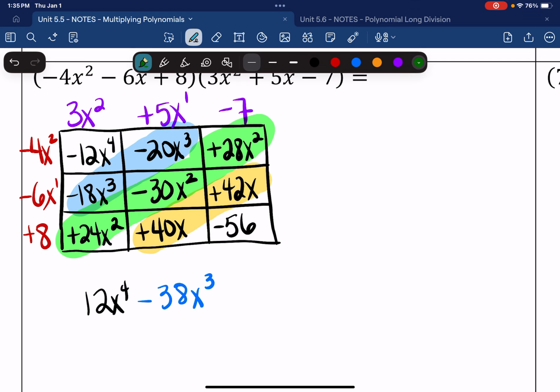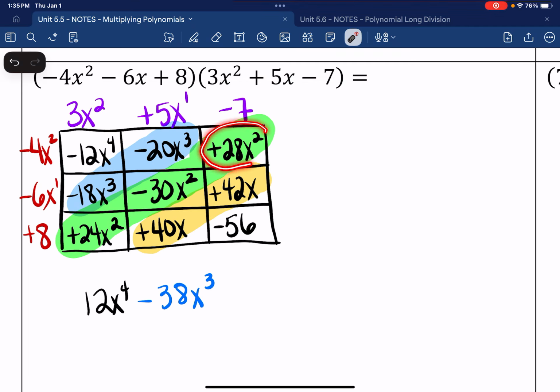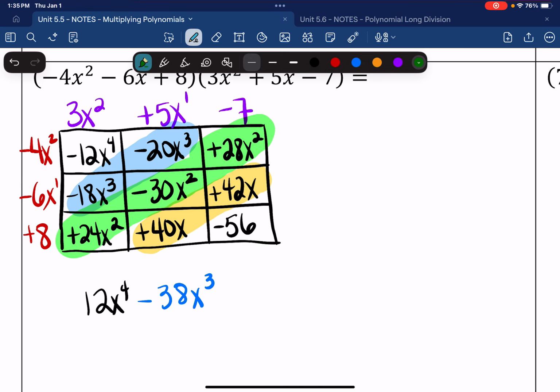Now let's look at our green section. All of our x squared terms. I see that I have a 28x squared plus 24x squared. What does that give us? 52x squared. So I have 52x squared minus 30x squared. 52 minus 30 gives us 22. So we have plus 22x squared. And then we have our orange section. That 40x plus 42x gives us a plus 82x. And then, of course, our minus 56 on the end.